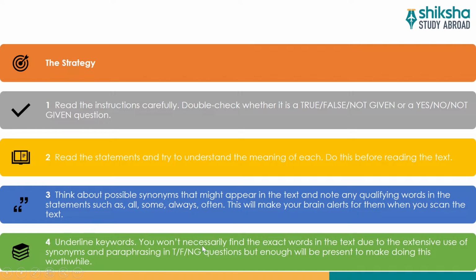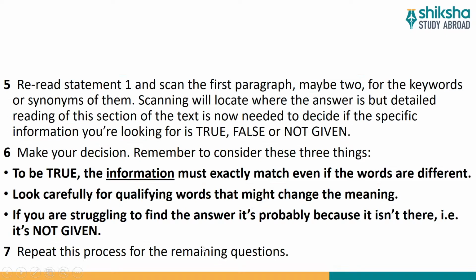Underline the keywords. This is very important, guys. Just keep underlining the features or the text which is important to you. And fifth one is reread the statement one and scan the first paragraph, maybe two, for the keywords or synonyms of them. Then scanning will locate where the answer is, but detailed reading of this section of the text is now needed to decide if the specific information you're looking for is true, false, or not given.